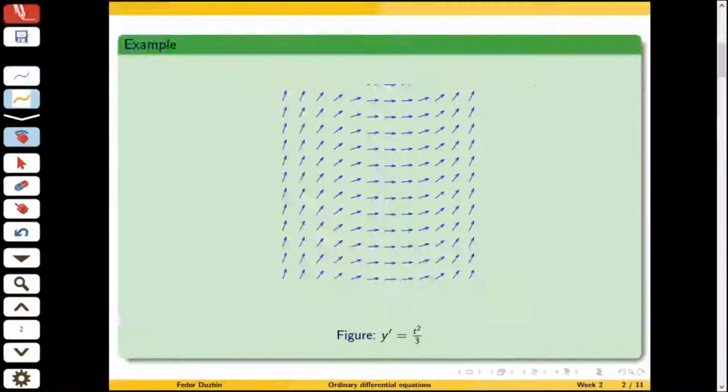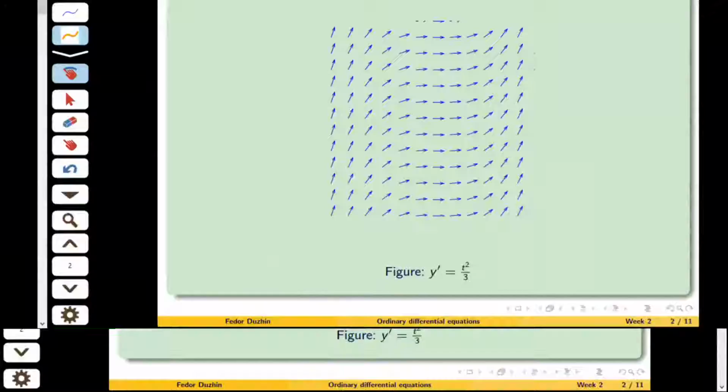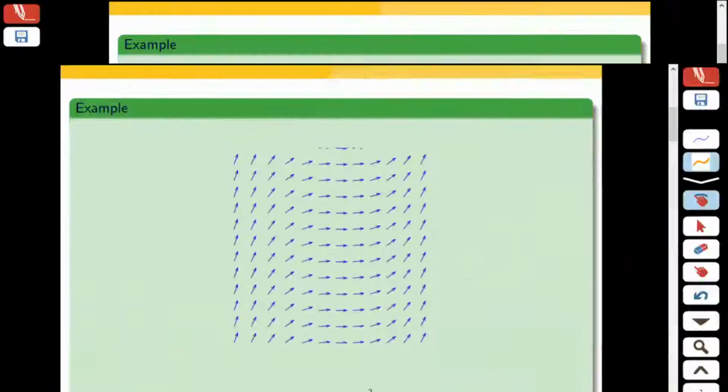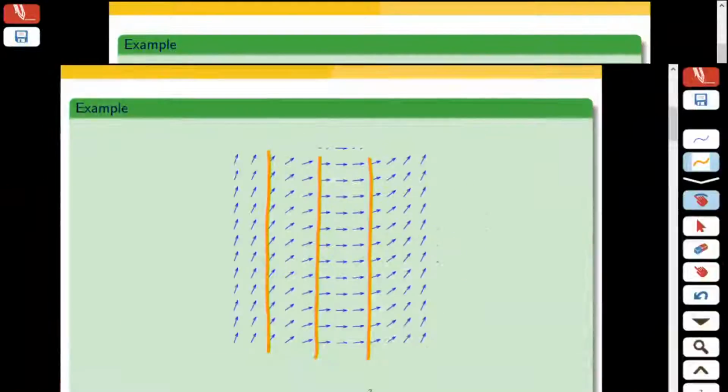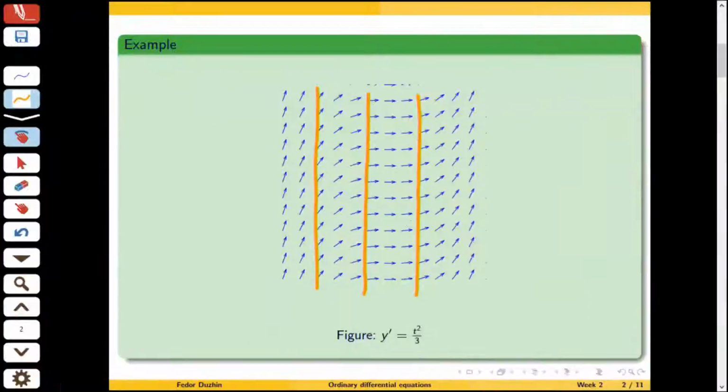Here you have a similar situation, but now all the vectors along every vertical line are exactly the same. So if you take any vertical line, all the vectors along every vertical line are exactly the same. Then it tells you that the differential equation has a form where the right-hand side is a function of just t. So y prime equals some function of t, which means this is not really a difficult differential equation, and you can just solve it by a simple integration. So the answer is that y is the antiderivative of the right-hand side.